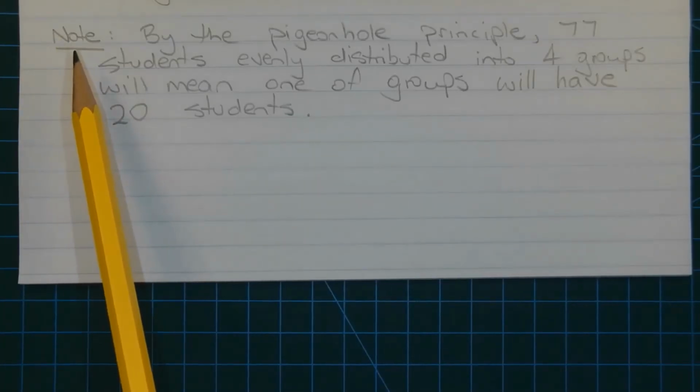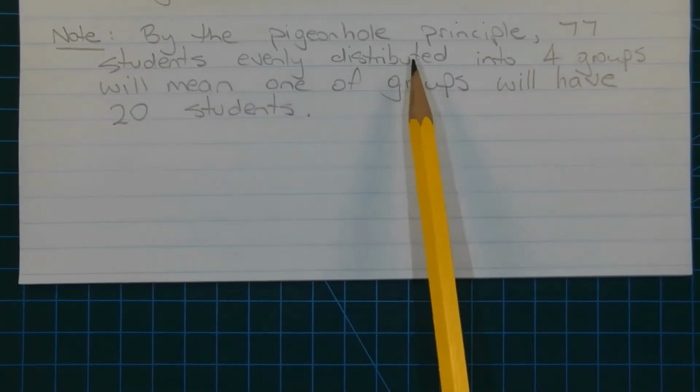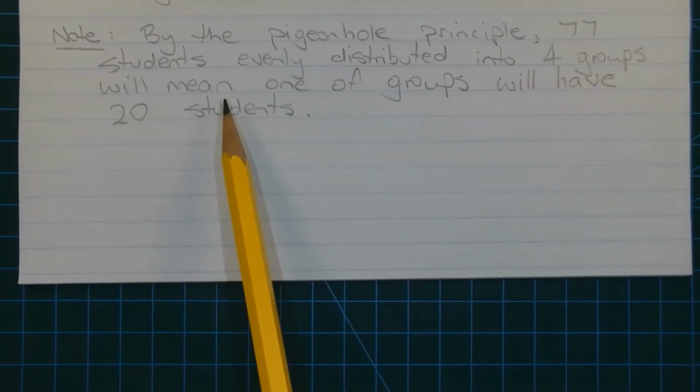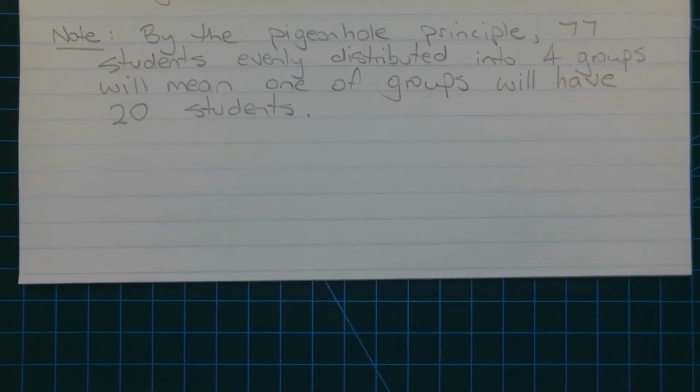As a side note, by the pigeonhole principle, 77 students distributed into 4 groups will mean that one of the groups will have 20 students and the other 3 groups will have 19 students.